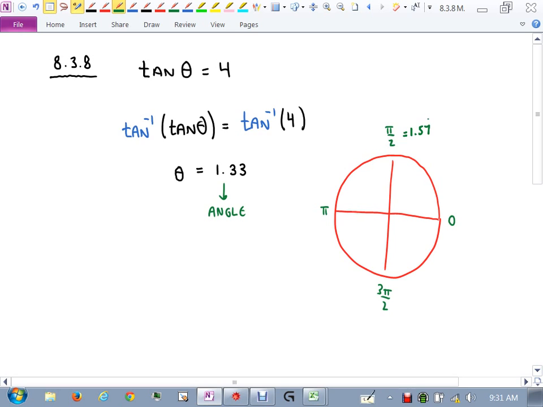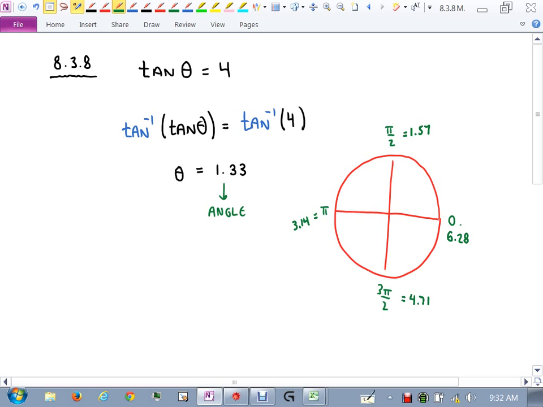And then pi is about 3.14 radians. And then do 3 times pi and divide that by 2, and you get 4.71 radians. And then all the way around was 2 pi, wasn't it? And if you do 2 times pi, you should get 6.28, approximately.